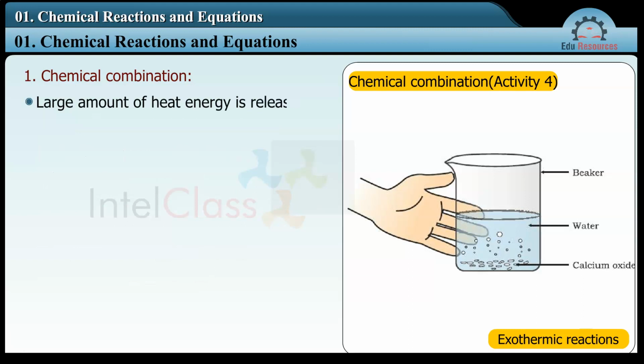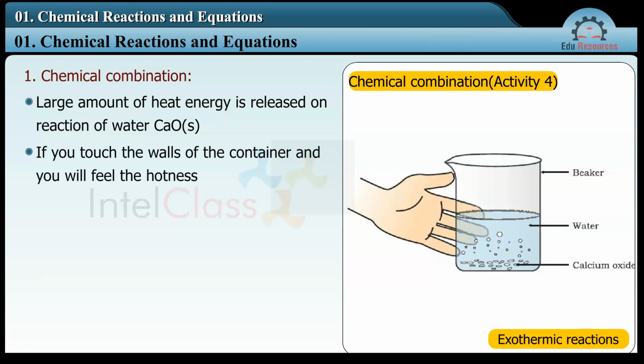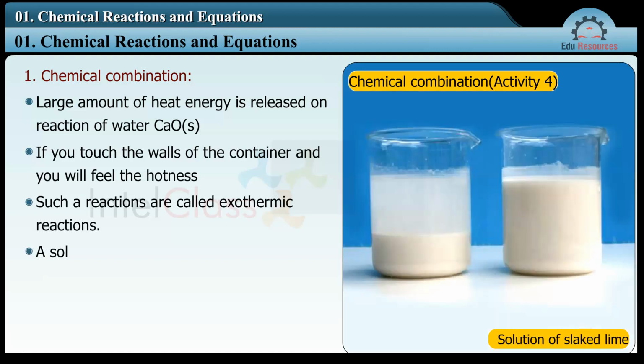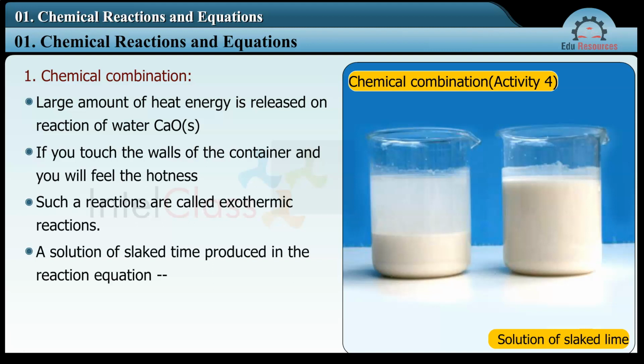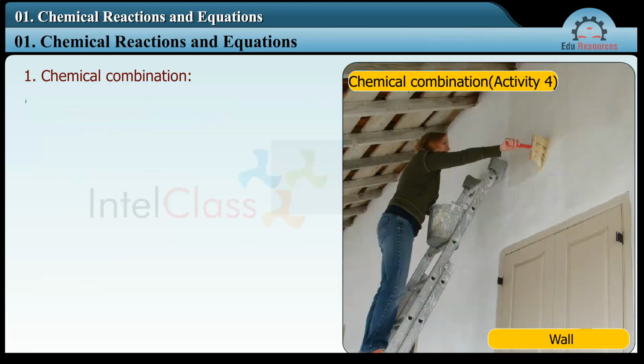A large amount of heat energy is released on reaction of water with CaO. If you touch the walls of the container, you will feel the heat. Such reactions are called exothermic reactions. A solution of slaked lime produced in this reaction is used to whitewash walls.